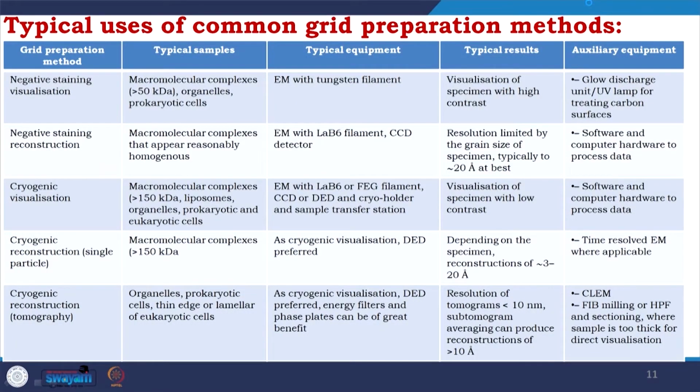Typical uses of common grid preparation methods. There are different ones. Negative staining visualization, this is a grid preparation method. So, you have different methods: negative staining visualization, negative staining reconstruction, cryogenic visualization, cryogenic reconstruction when you go to a single particle, and cryogenic reconstruction in case of tomography.